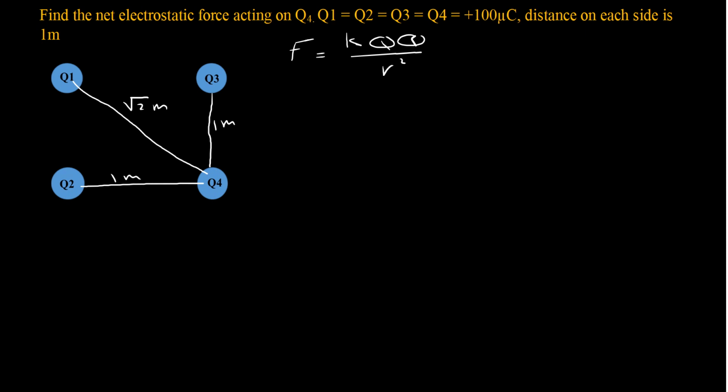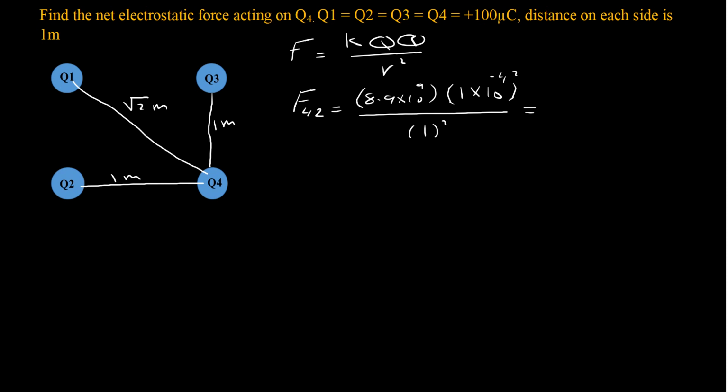Now, let's start with the calculation. I will go first with calculating the force generated because of charge 2. So I will say F on 4 because of 2 equals 8.9 times 10 to the power 9 multiplied by 1 times 10 to the power minus 4 squared, divided by the distance, which is 1 squared, and that will give me 90 Newton.